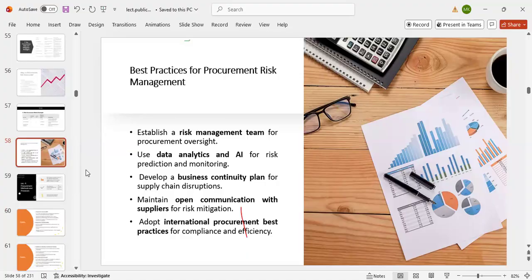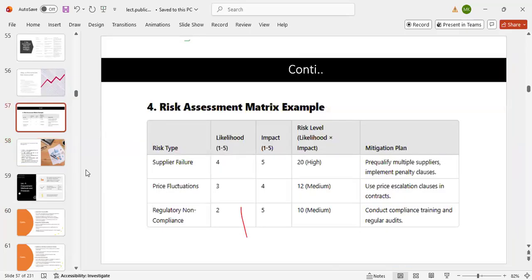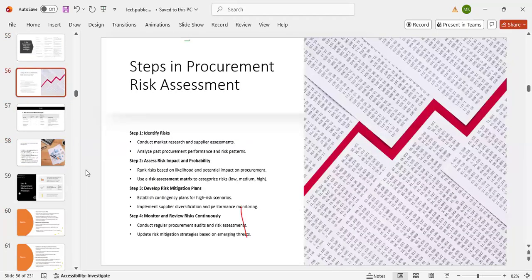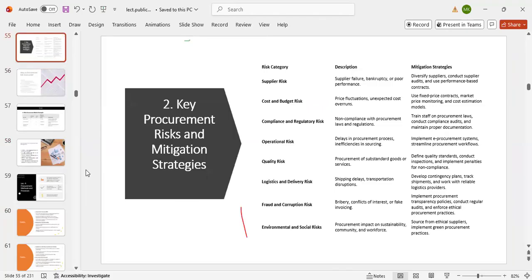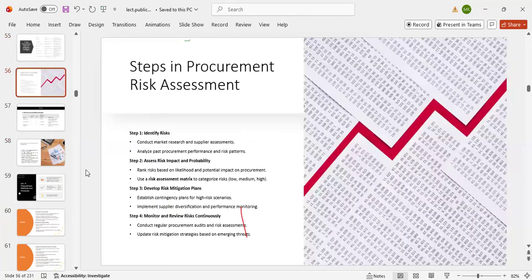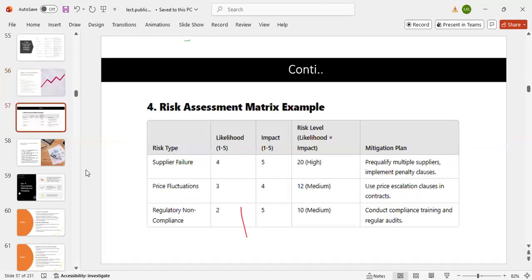So next time when we meet, take notice of the risk management steps, the various types of risks, and then the mitigation measures. These two things can be asked in an exam: the key risks and mitigation measures, and the steps. Is that right? Any question?